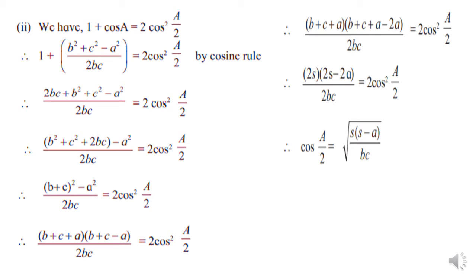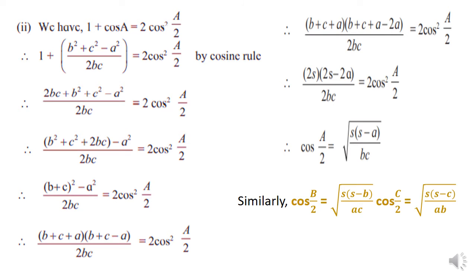Cancelling out the 2's which are common, just like the previous proof, we take the square root. Thus we get cos a by 2 is equal to root of s into s minus a upon bc. In a similar way, we can also get the formula for cos b by 2 and cos c by 2.